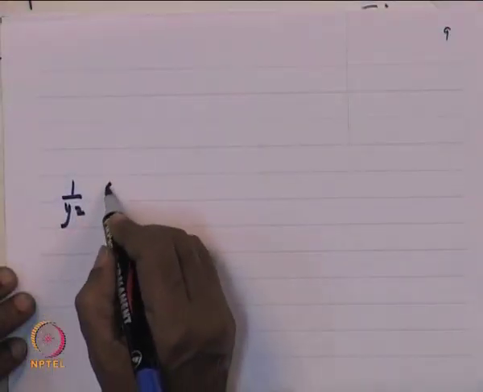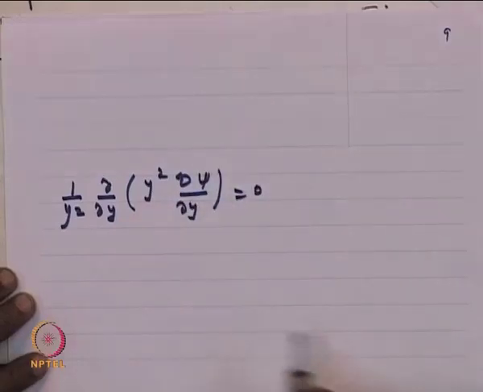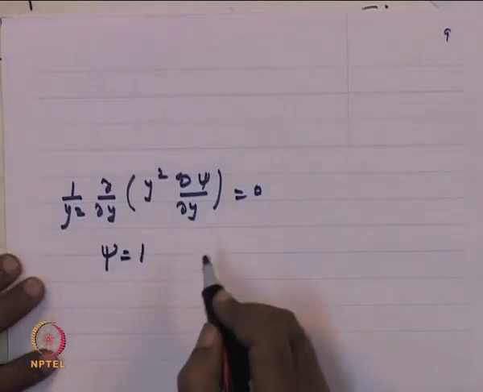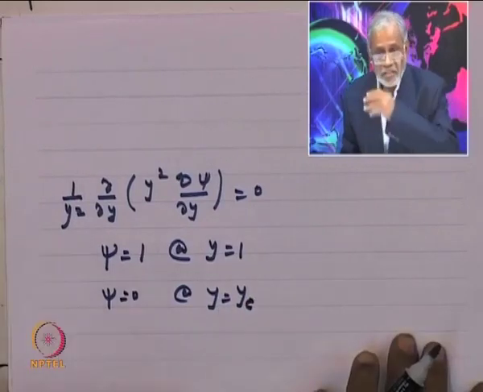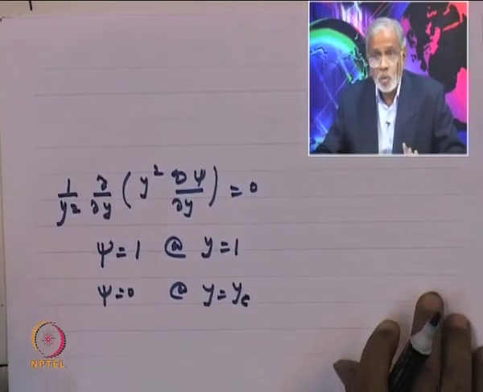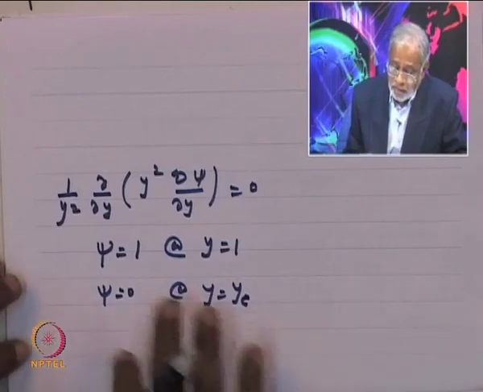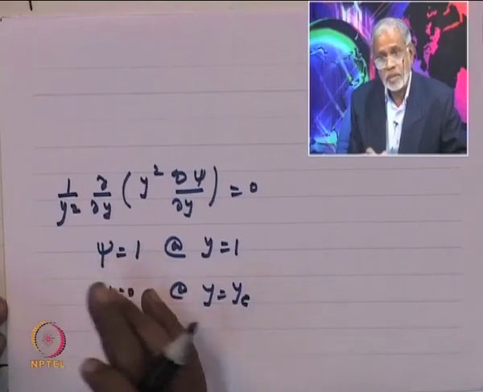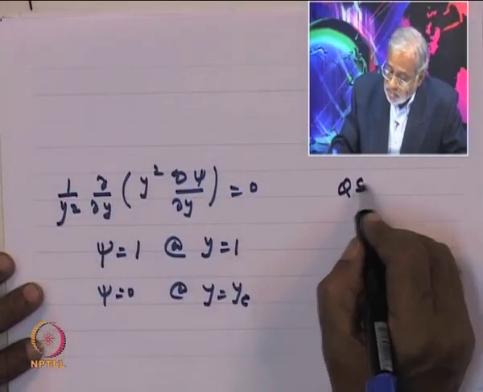So, under the assumption that the quasi steady state approximation is satisfactory, we can as well look at 1 by y squared del by del y of y squared del psi by del y equal to 0. We might as well solve this equation under the conditions that psi equal to 1 at y equal to 1 and psi equal to 0 at y equal to yc. What are we saying? To understand the ash layer diffusion problem under the quasi steady state approximation, wherein the accumulation of material inside the pores of the solids is not very important from the point of view of the material balance, the solution to the diffusion equation can be approximately gotten by looking at the left hand side alone, 1 by y squared del by del y of y squared del psi by del y equal to 0. This is the quasi steady state approximation.